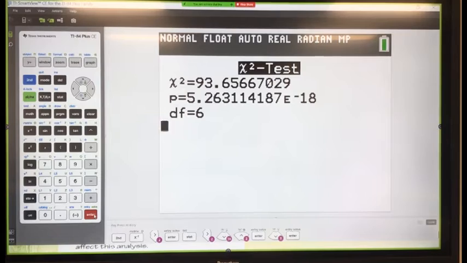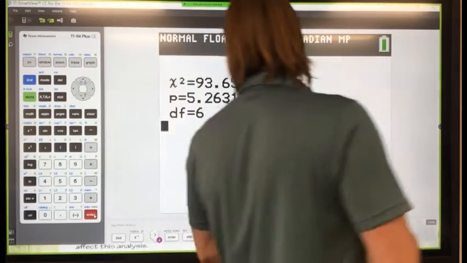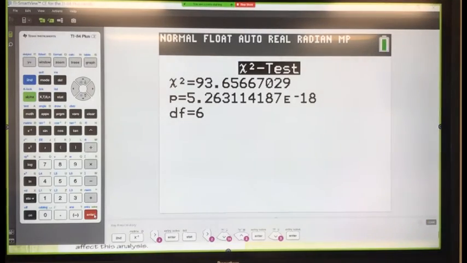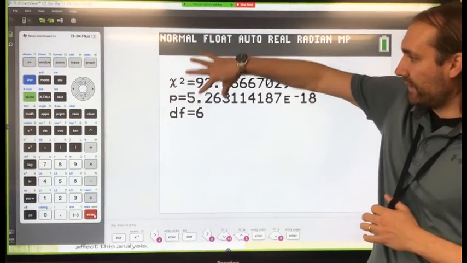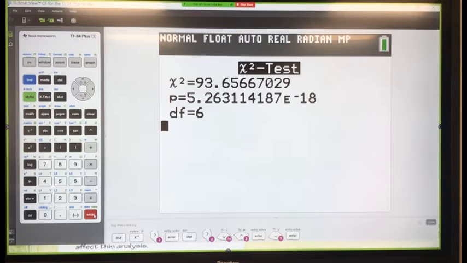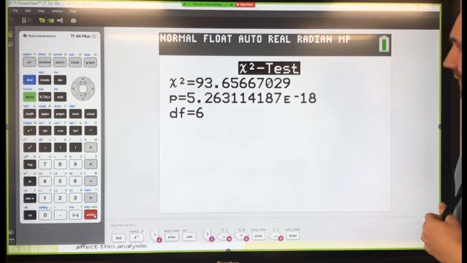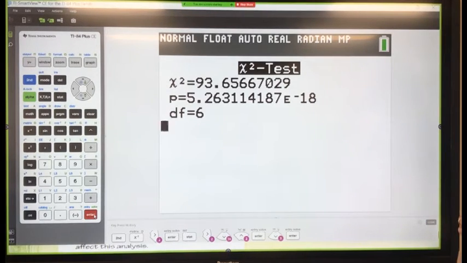Bam. There's your chi value, 93.6. My degrees of freedom is 6. So note, I got a really large chi value based on my degree of freedom. And my p value is really, really, really small. Look how small it is. There's 18 zeros in between that. So would you reject the null or fail to reject the null? Reject. Yeah, reject, right? That's a lot smaller than 0.05.